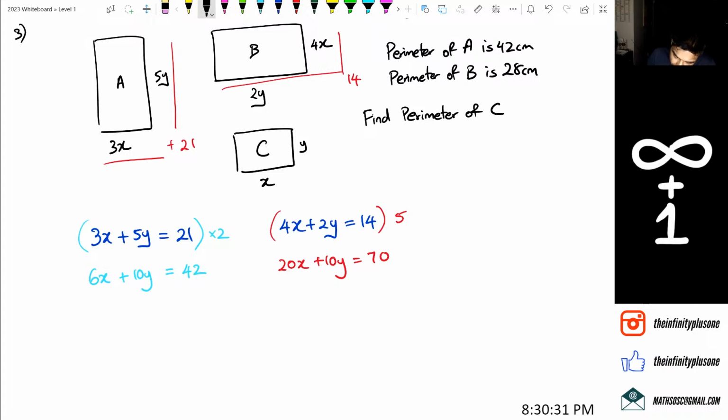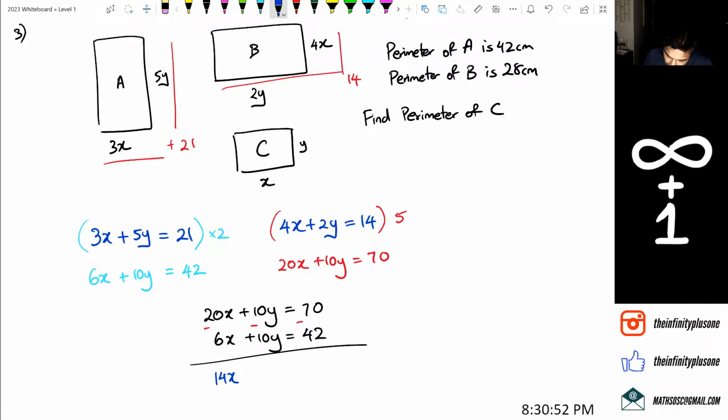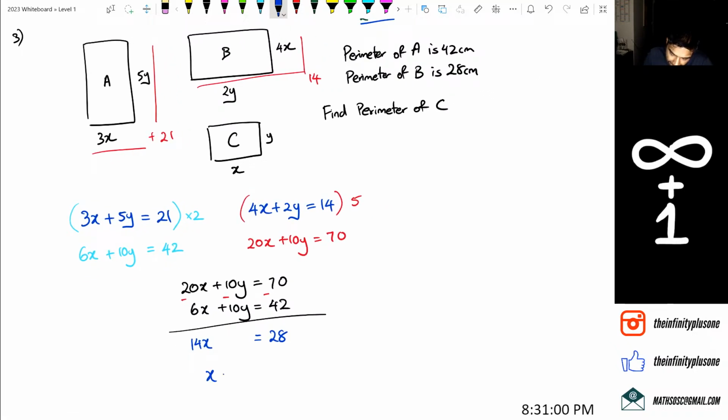Next, I'm going to stack that 20x equation on top and put the 6x equation below it. And I'm going to subtract each of those terms. So 20x minus 6x is 14x. 10y minus 10y is 0. 70 minus 42 is 28. So with that, I can say that x is equal to 28 divided by 14, and x is equal to 2.